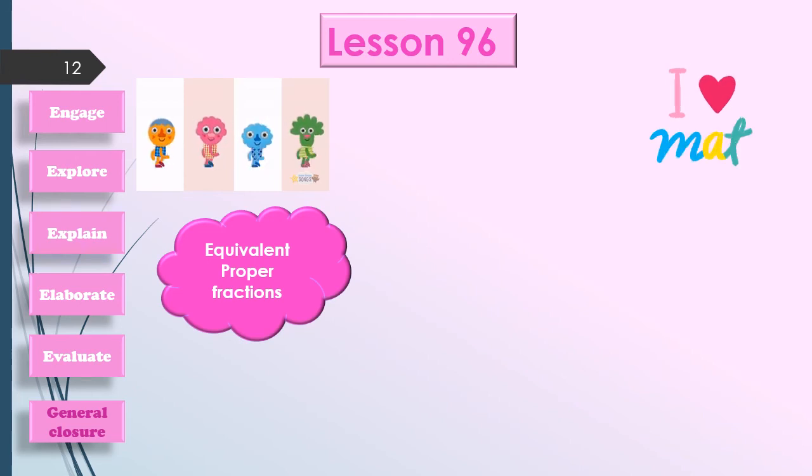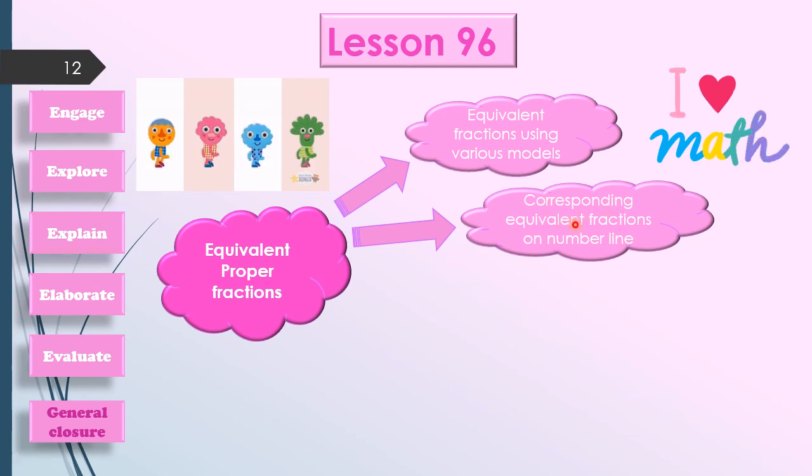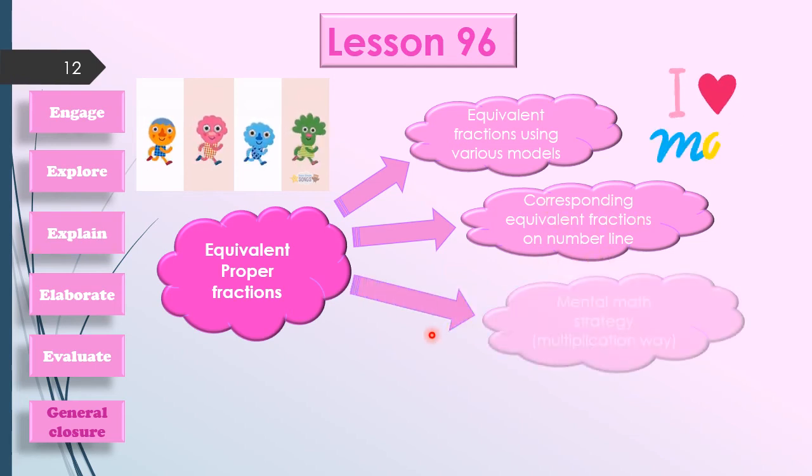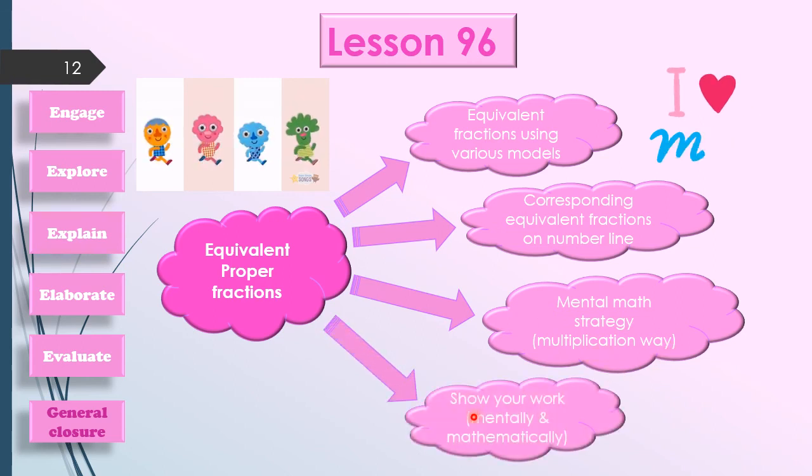Now let's go to our conclusion of this part. We have equivalent proper fractions, equivalent fractions using various models, corresponding equivalent fractions on number line, mental math strategy, multiplication way, and show your work mentally and mathematically.